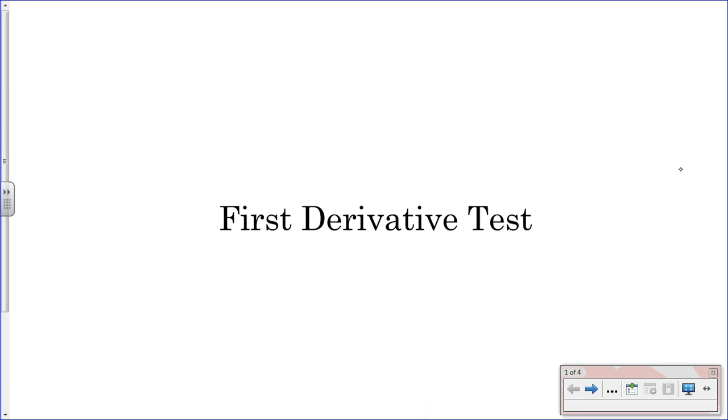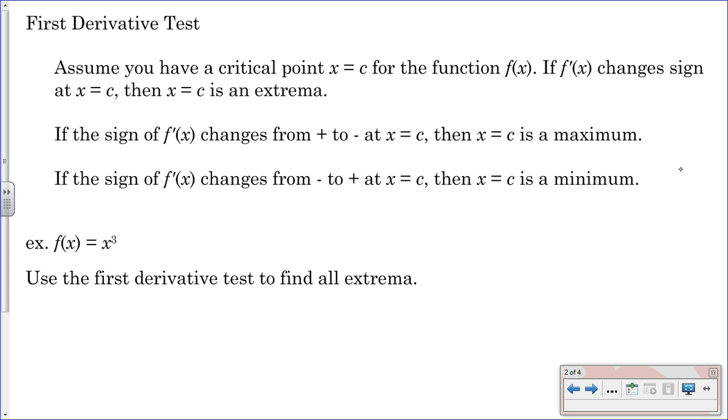Derivative test. All right, so the first derivative test: assume you have a critical point x equals c for the function f of x. If f prime of x changes sign at x equals c, then x equals c is an extrema. If the sign of f prime of x changes from positive to negative at x equals c, then x equals c is a max. If the sign of f prime of x changes from negative to positive at x equals c, then x equals c is a minimum. So let's look at an example.